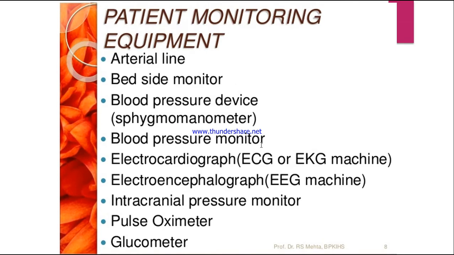What are they? Like arterial line, the bedside monitor which is present at the bedside of the patient, blood pressure devices, BP monitor, then sphygmomanometer, electrocardiograph machine, the ECG machine should be there, electroencephalograph, the EEG machine should be there, ICP monitor, the intracranial pressure monitor should be there, pulse oximeter, and glucometer. So these are some of the patient monitoring equipments where we monitor the patient's status.